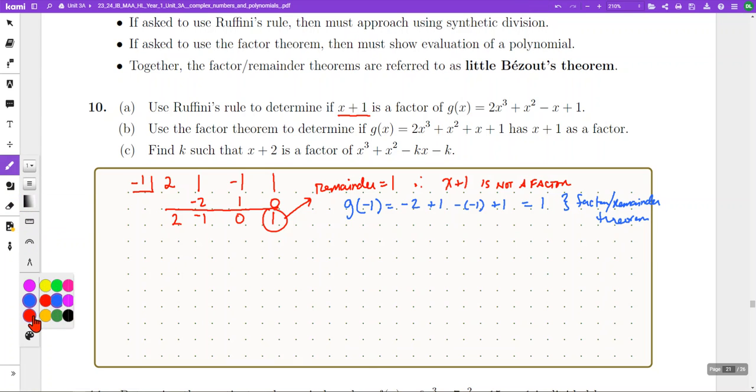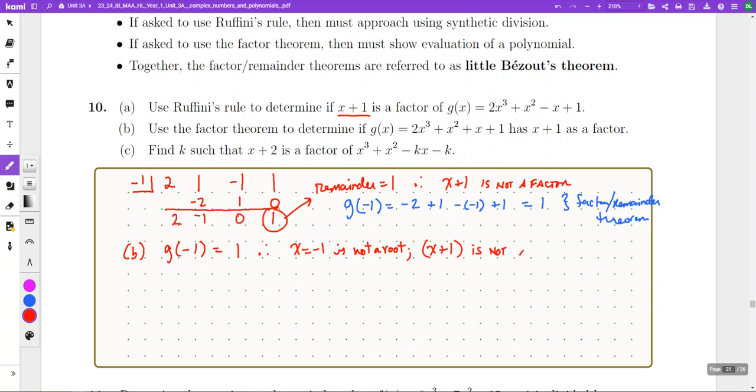Okay, so let's look at B. B does say to use the factor theorem to determine if g of x equals 2x cubed plus x squared plus x plus 1 has x plus 1 as a factor, right? And so that is where we say, hey, well, g of -1 was equal to 1. Therefore, x equals -1 is not a root, and therefore x plus 1 is not a factor. Okay, so important to distinguish.